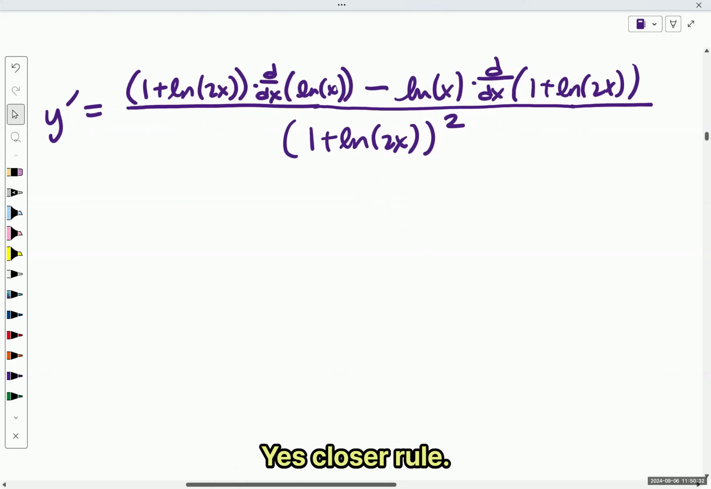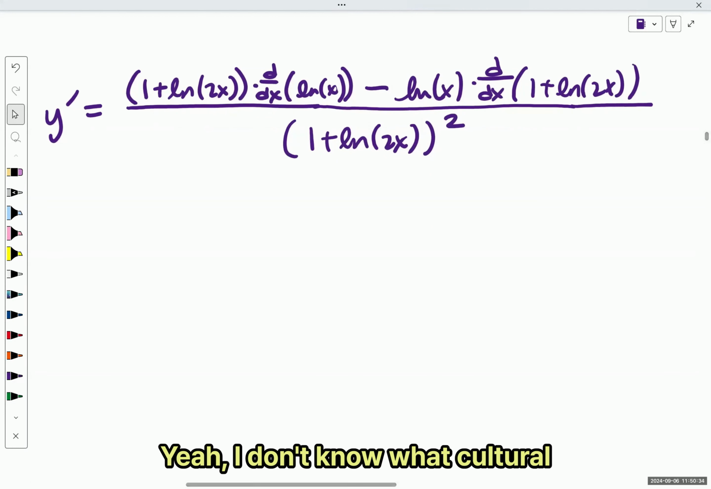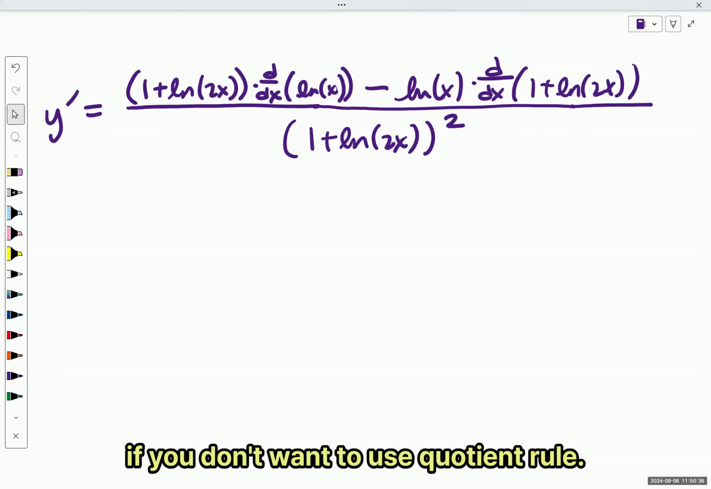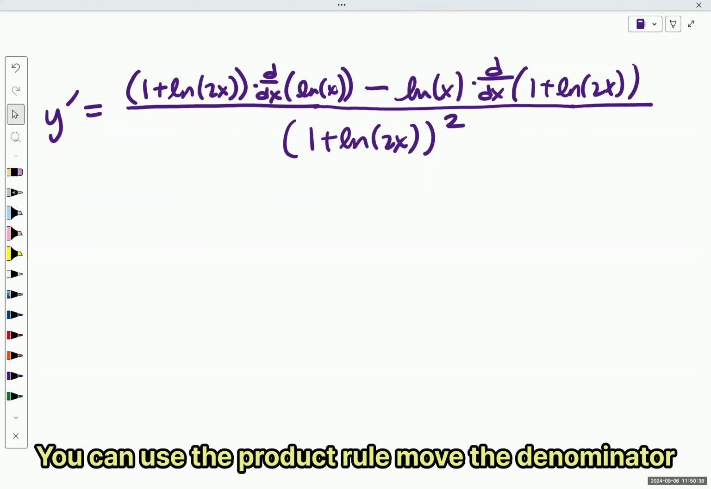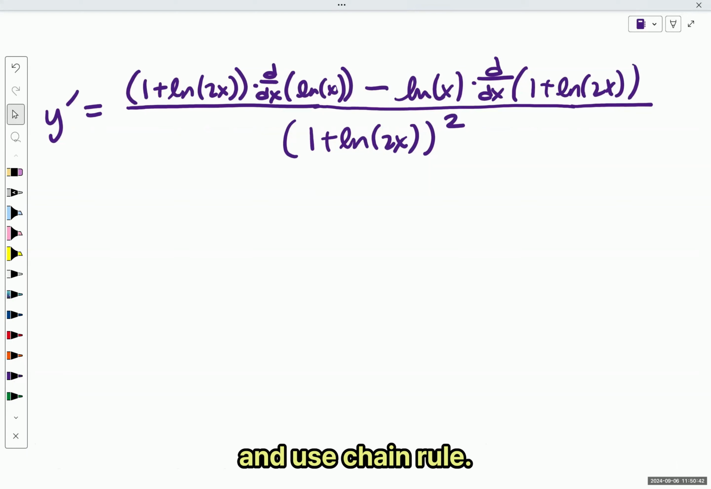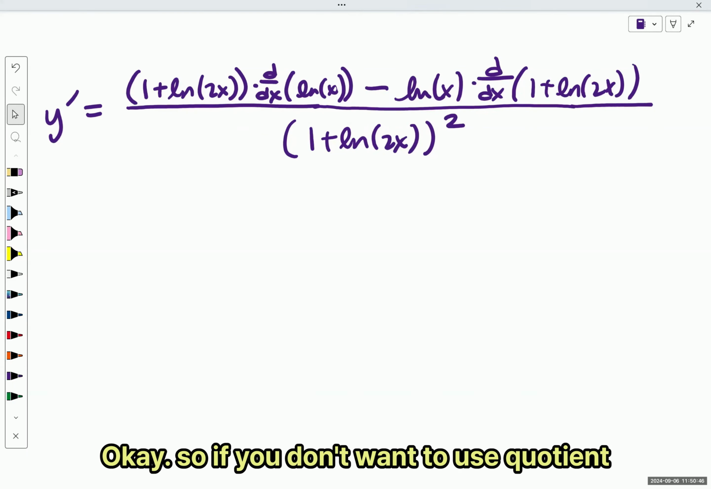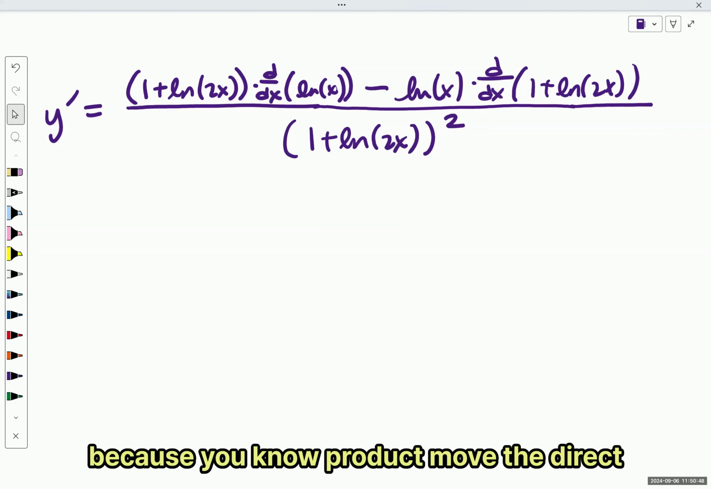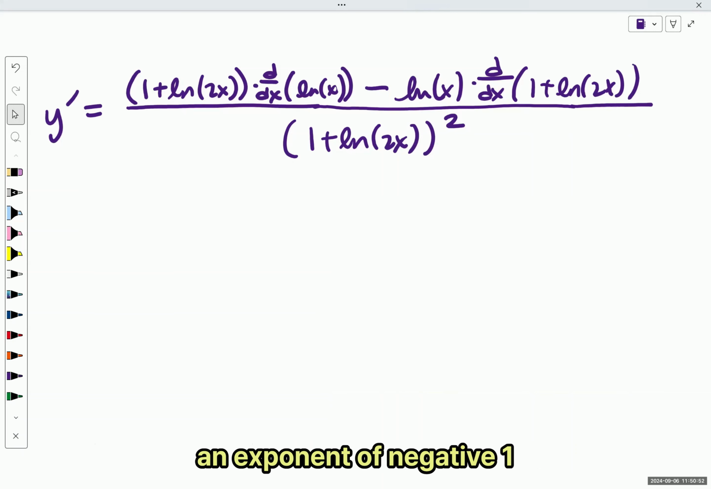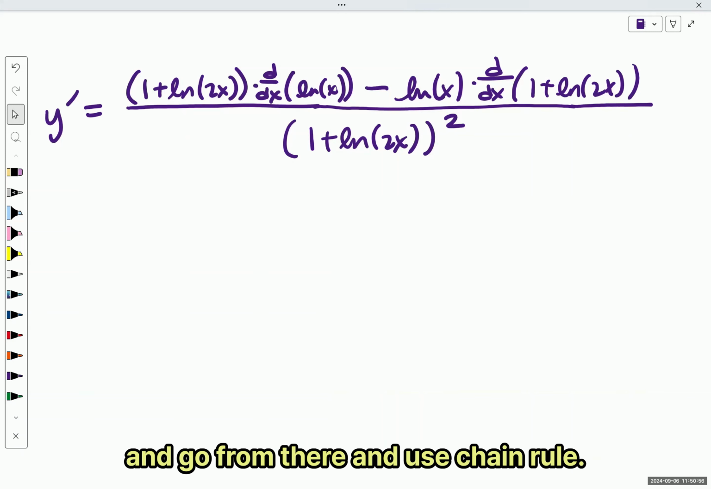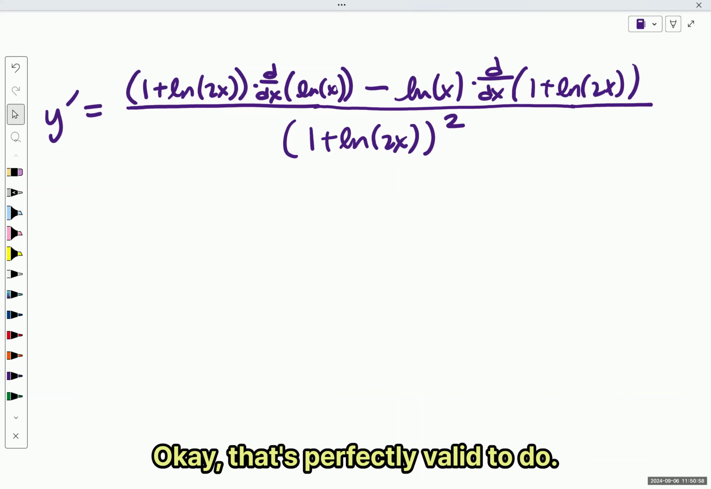Okay. Yes, quotient rule. You gotta know the quotient rule. If you don't want to use quotient rule, you can use the product rule, move the denominator up, put it with an exponent of -1 and use chain rule. That's fine too. Okay. So if you don't want to use quotient because you know product, move the denominator up, give it an exponent of -1 and go from there and use chain rule. That's perfectly valid to do.